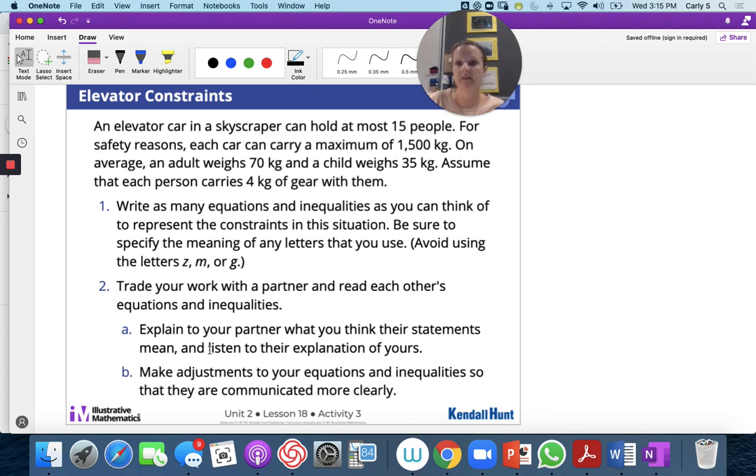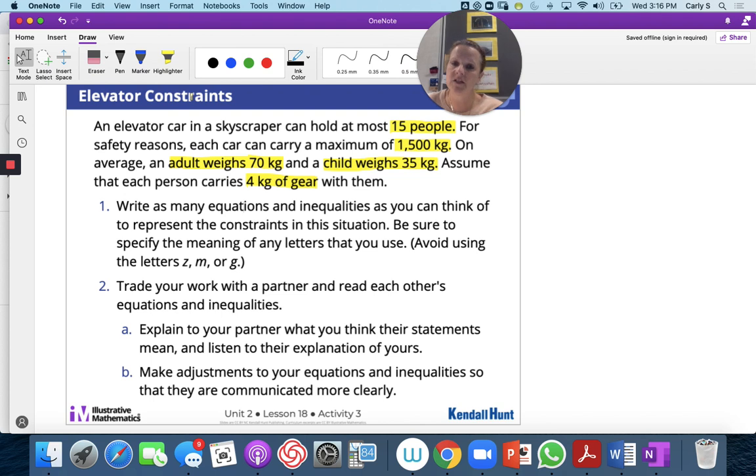So an elevator car in a skyscraper can hold at most 15 people. And I always underline things or highlight things. If you guys ever ask me to come to your desk for help, I'm usually underlining things. For safety reasons, each car can carry a maximum of 1,500 kilograms. On average, an adult weighs 70 kilograms and a child weighs 35 kilograms. I guess we should keep on going. Assume that each person carries 4 kilograms of gear with them.